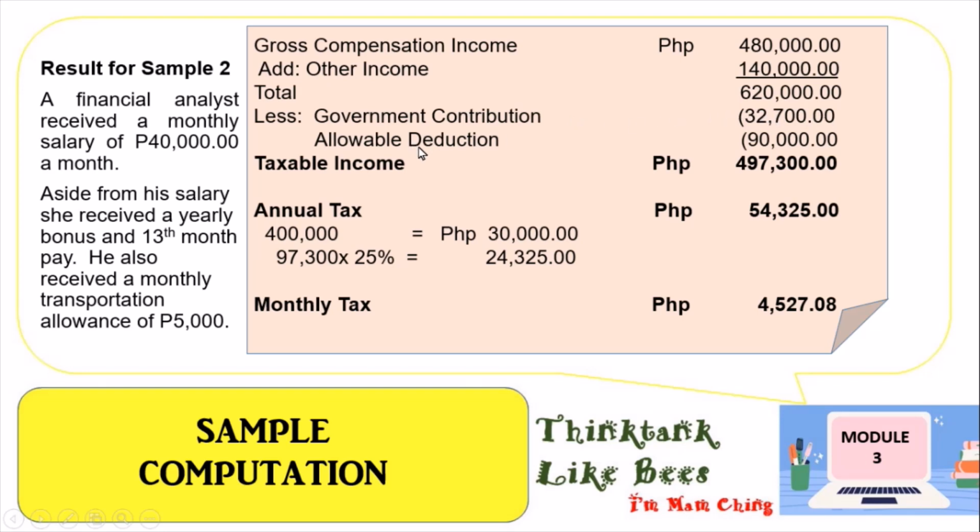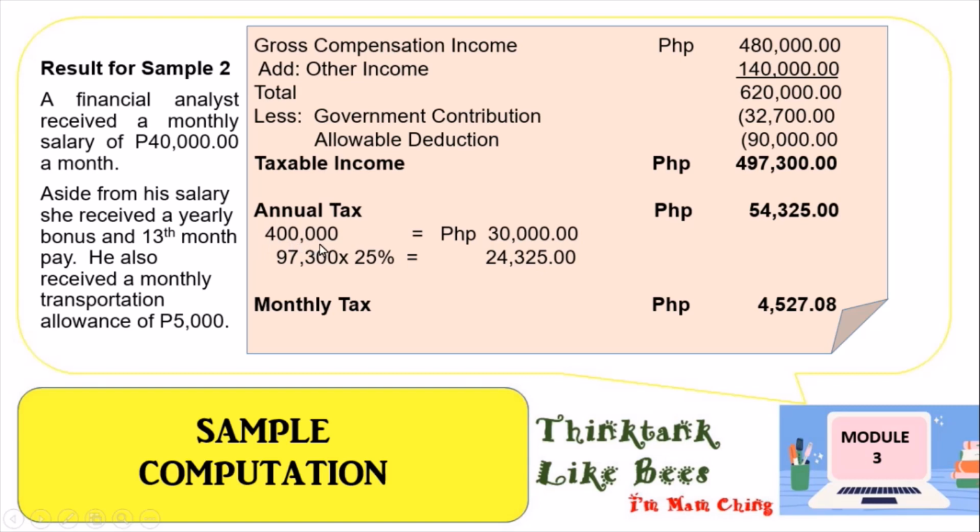32,700, minus the allowable deduction given by BIR, which is 90,000. That's the maximum that we can deduct for the allowable deduction. Okay? So we deduct 620,000 minus 32,700 minus 90,000. So the taxable income of this employee, this financial analyst, is 497,300 a year. If you're basing it on the table, it's under column number 2.